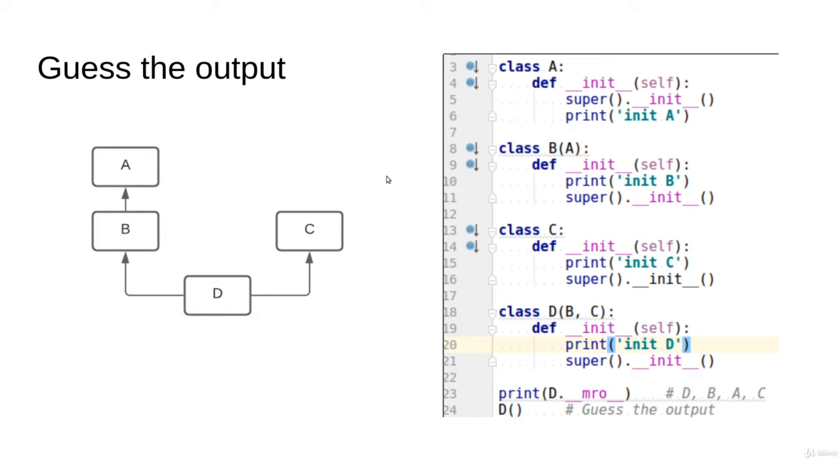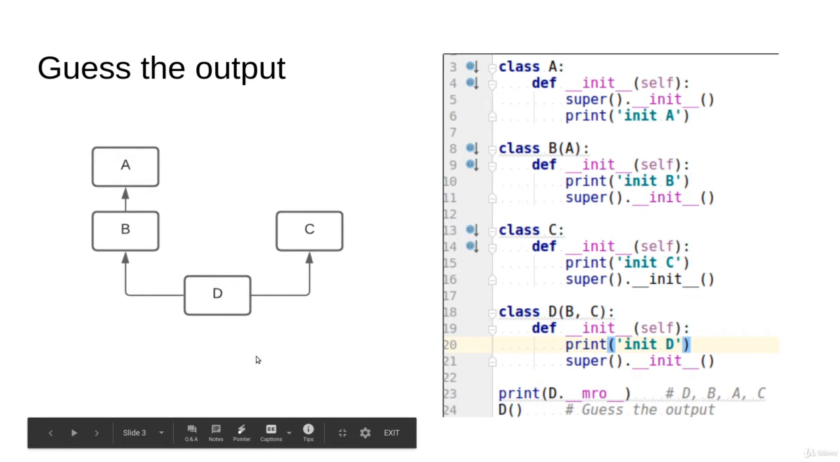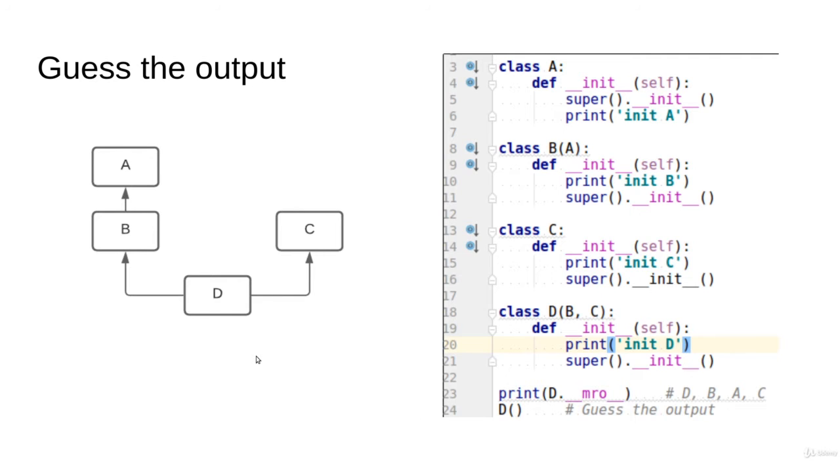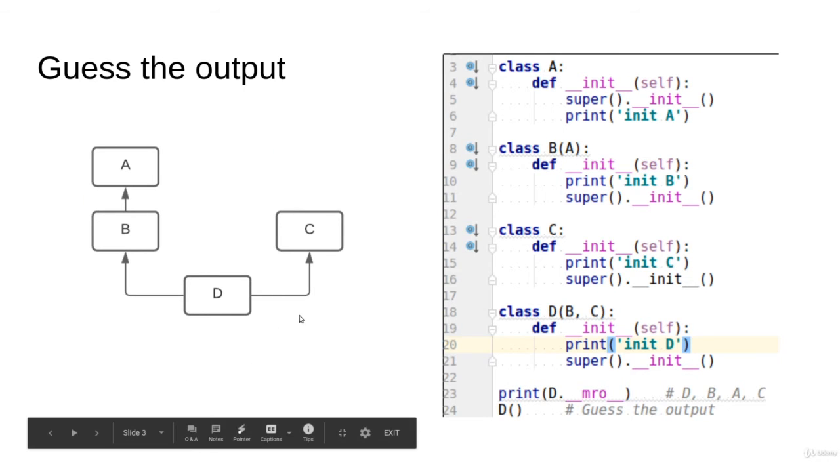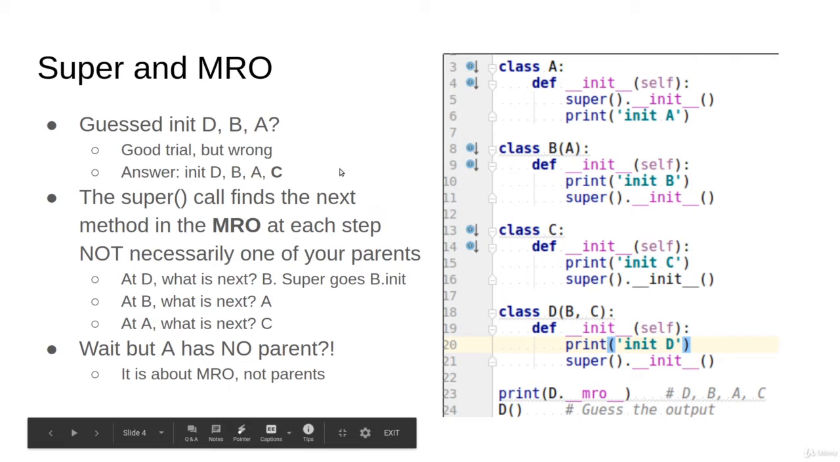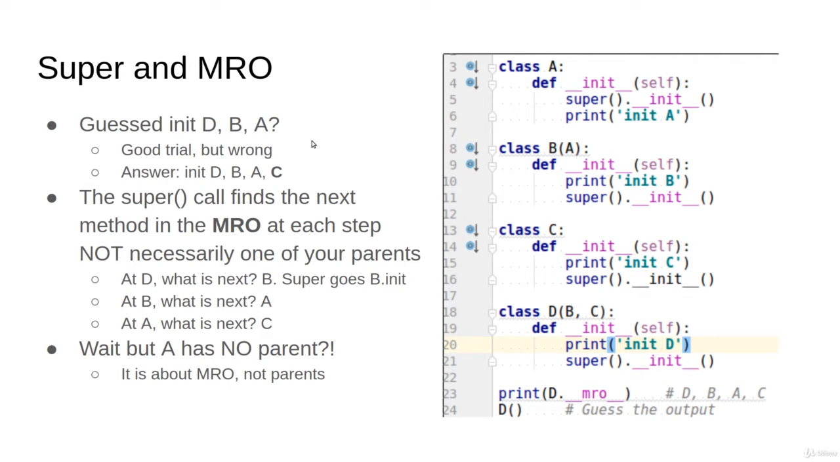I would like you to read this code here, which is represented with this simple tree, and tell me what the output of this program is. Take a couple of minutes of your time. Let's go into details. You probably guessed something like D, B, A, maybe. This is a good try, but still wrong. The correct order is D, B, A, and C. Why? Here is the moral of today's lesson.